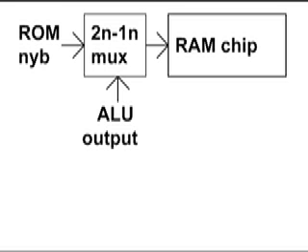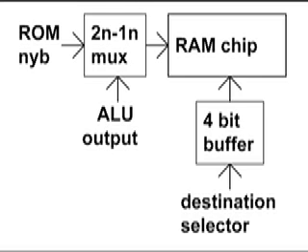Random access memory. The RAM chip itself consists of 16 nibbles. Depending on the processor clock step, the RAM address may either be the ROM output data nibble or the ALU output. The ROM output is used as the address when substituting variables for arguments. Because the RAM chip's data output pins are also its input pins, a 4-bit tri-state buffer sits between the RAM chip and the output of the destination selector. This buffer is only active when writing data into the RAM.